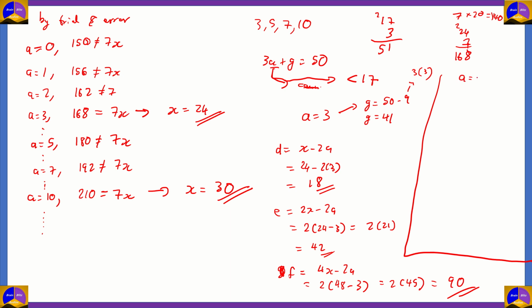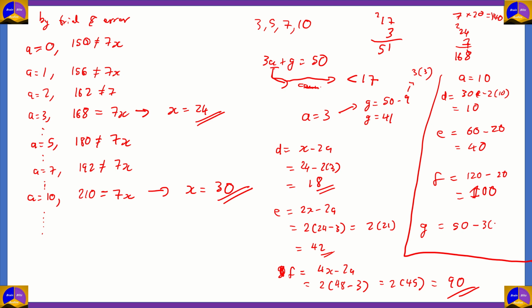The second scenario is when A equals 10. So again, D equals 30 minus 2 times 10, which would be equal to 10. E is equal to 2x, which would be 60, minus 2a, which is 20. So E would be equal to 40. F would be equal to 4x, that is 120, minus 2a, which is 20. Therefore, F would be equal to 100, and G will be equal to 50 minus 3 times 10, which is equal to 20. So we have two separate cases.